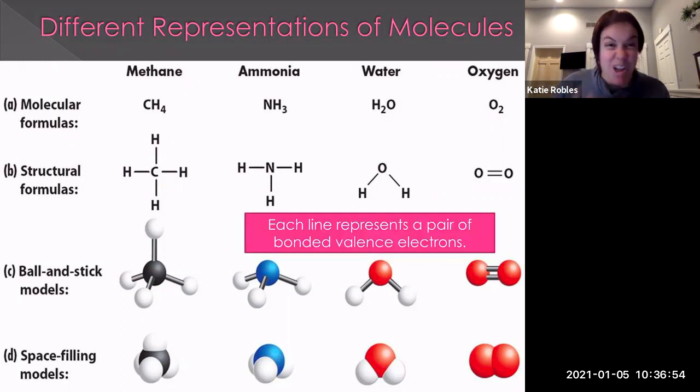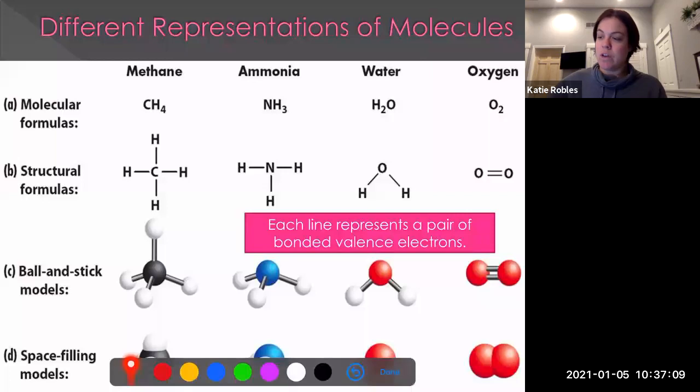Now this is a little bit loaded, this little pink box here. Each line represents a pair of bonded valence electrons. So remember I told you in covalent compounds, they're sharing electrons. So methane, for example, means that the carbon is sharing a pair of electrons with the hydrogen. And it's doing that four times.